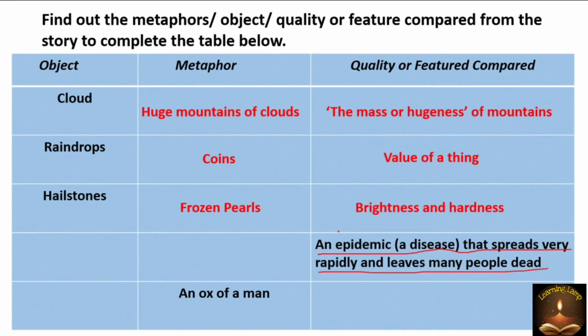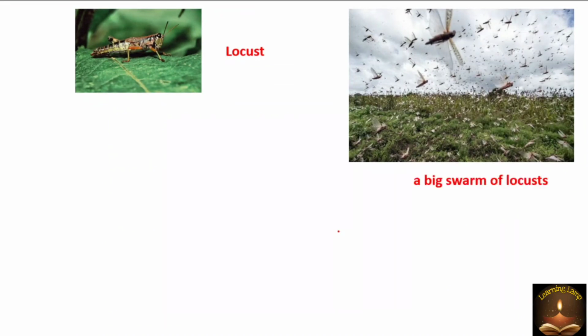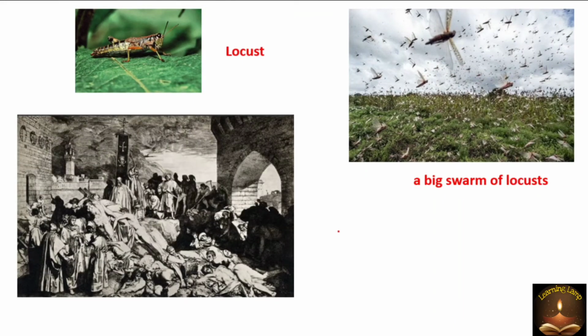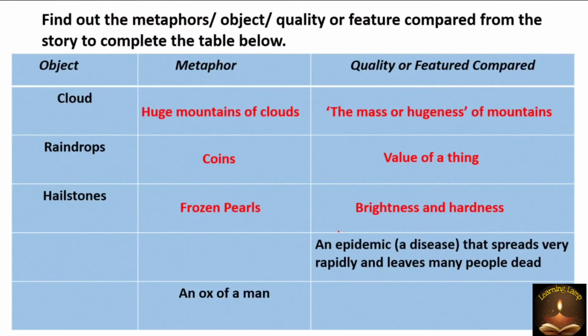In the story, Lencho with sadness mentioned about a plague of locusts. Here the attacks of locusts has been compared to an epidemic plague. Locust is an insect, and when the locusts fly in groups, that means in a swarm, they destroy the crops severely. Plague is an epidemic, a disease that spreads very rapidly and leaves many people dead. So here the common feature of both locusts and plague is to spread rapidly and cause destruction. So the object here will be locusts, and metaphor will be a plague of locusts.